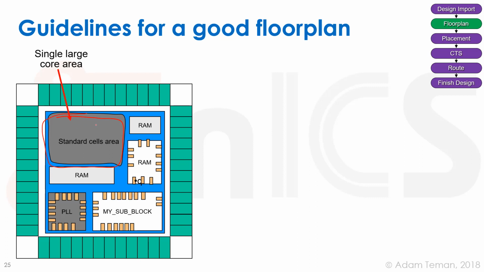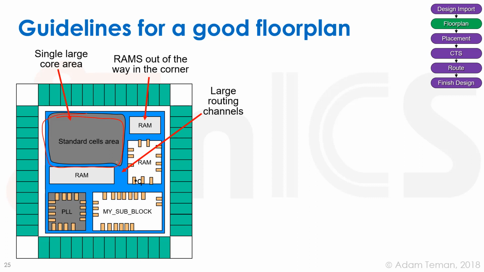Here they can run their algorithm really nicely, as we'll learn in the next lecture, and we can get a really good solution if we have this large core area that's uninterrupted. We want to take our RAMs, our IOs, our IPs, and put them outside in the corner, far away so they don't obstruct this standard cell area.